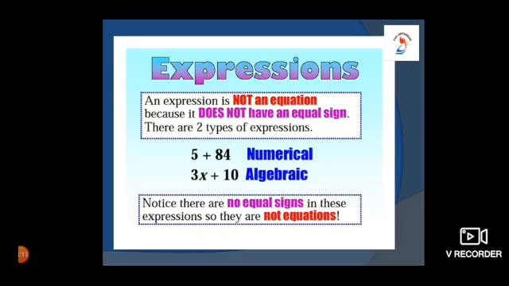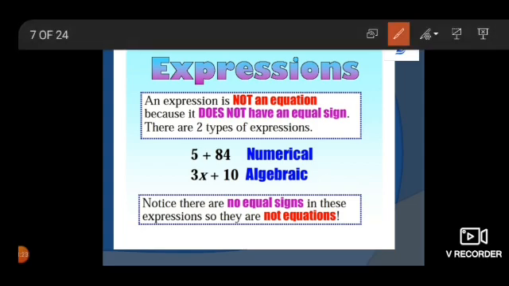To be more familiar, we will see the difference between expression and equation. So expression is not an equation because it does not have an equal to sign. So there are two types of expression. Number 1, it is numerical expression and number 2, it is algebraic expression. The first example is 5 plus 84. Here you have only numbers, so it is an example of numerical expression. The next one comes 3x plus 10. Here you have a variable and a constant, so it is algebraic expression.